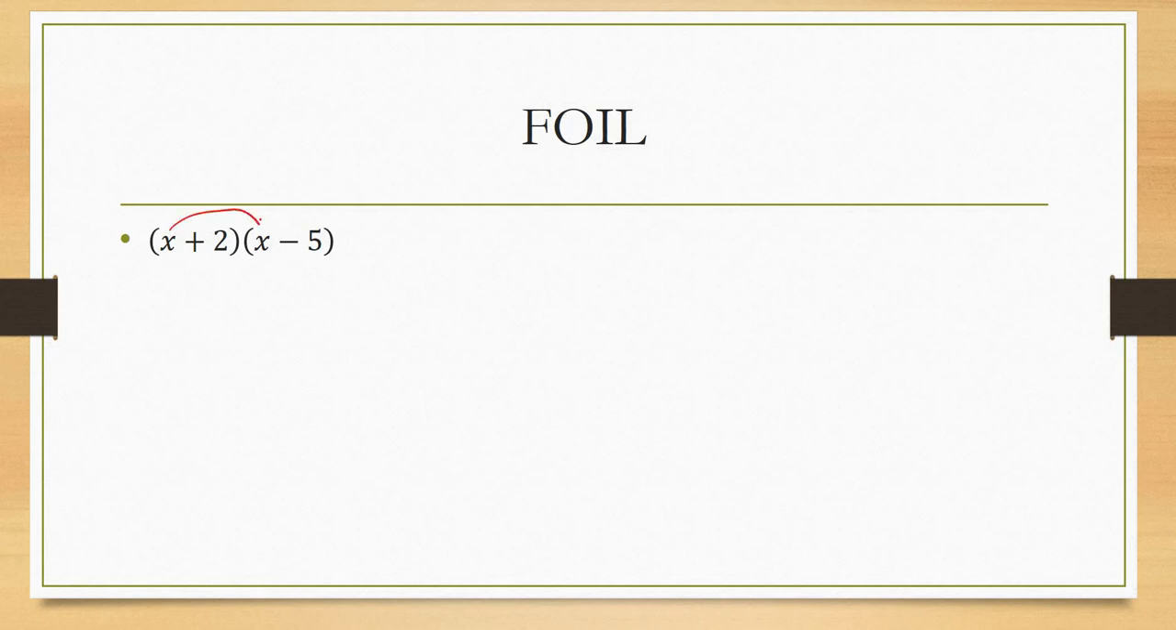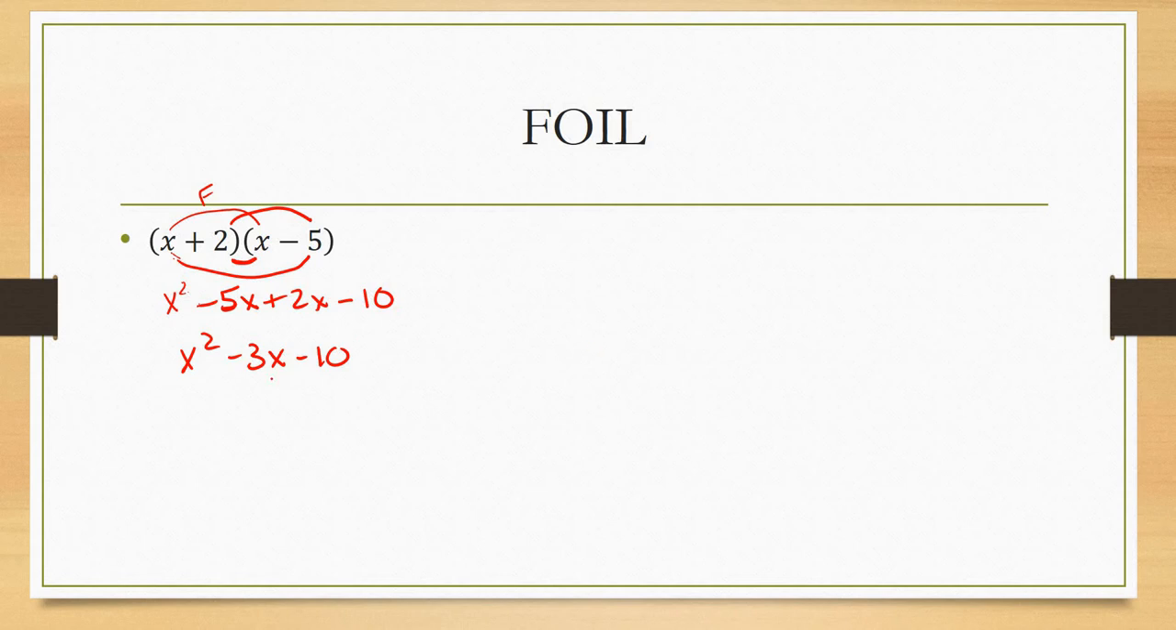We've got x times x, that's the first part of the FOIL. That's x squared. My outside is negative 5 times x, or negative 5x. My inside is 2x, and the last two are 2 times negative 5, which is negative 10. So we get x squared minus 3x minus 10.